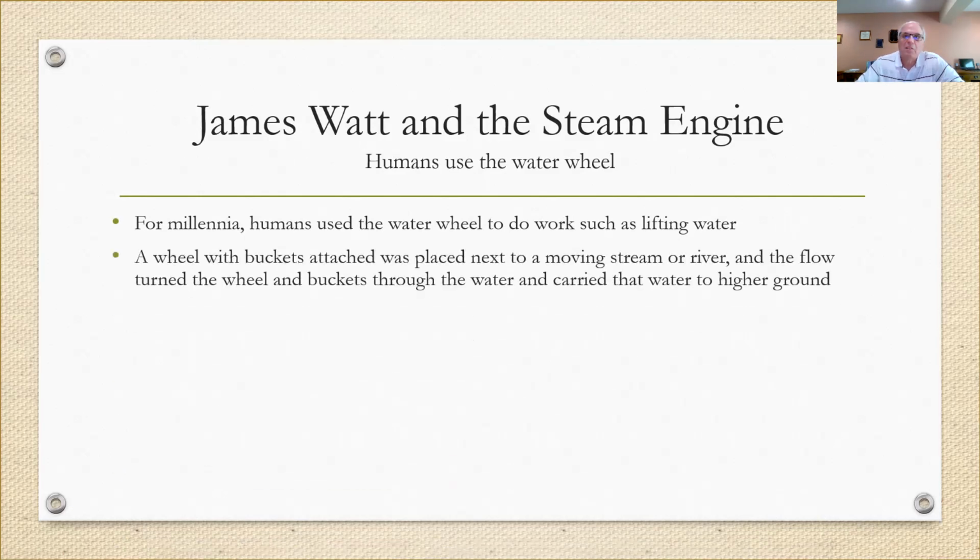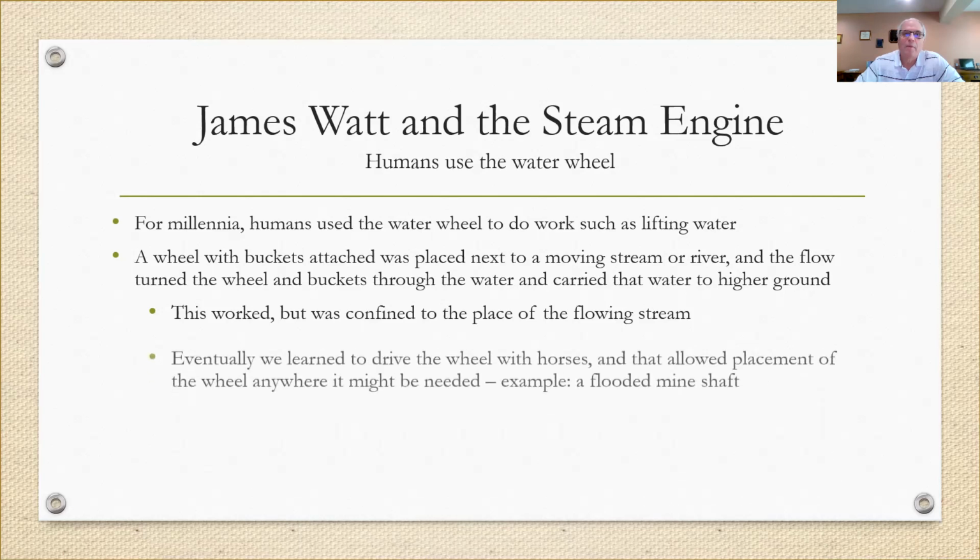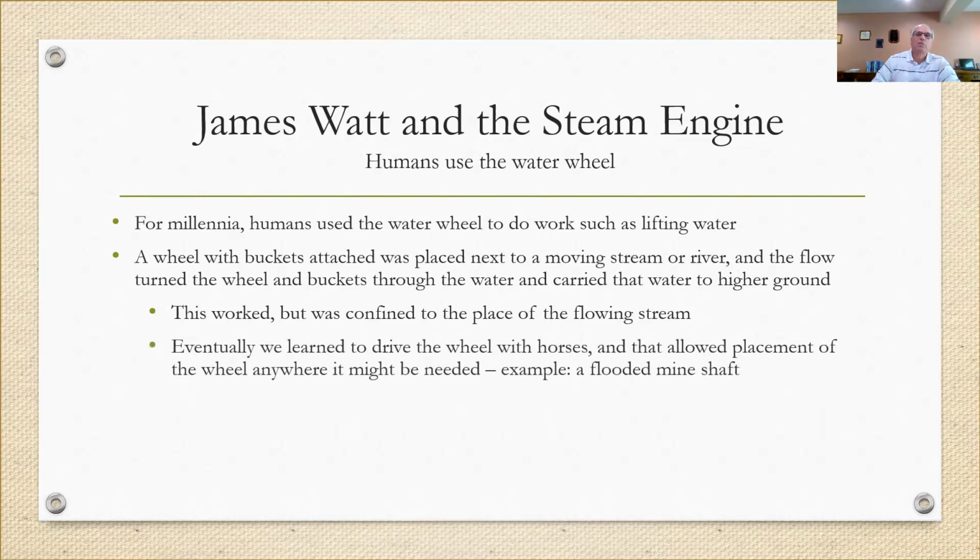A wheel with buckets attached was placed in a moving stream of water, and the flow turned the wheel, and the buckets carried water away to the high ground, as I mentioned. This worked very well for us, but was confined to the place of the flowing stream. It couldn't be used to do other work that we needed to be doing. Eventually, we learned to drive the wheel with horses, as mentioned, and that allowed the placement of the wheel anywhere it might need to be. An example: a flooded mine shaft.